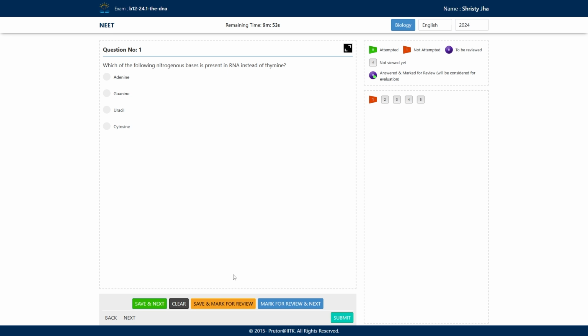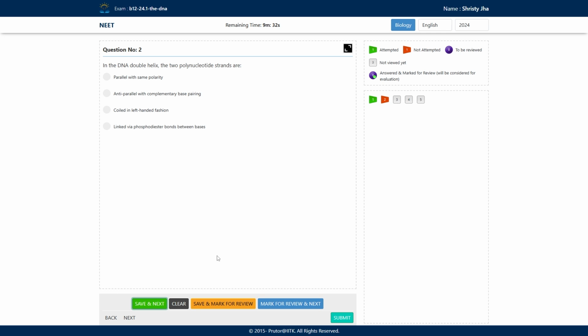So the first question is, which of the following nitrogenous bases is present in RNA instead of thymine? Means which nitrogenous base is present in RNA instead of thymine. So we know that in the case of pyrimidines, we have uracil instead of thymine in RNA.